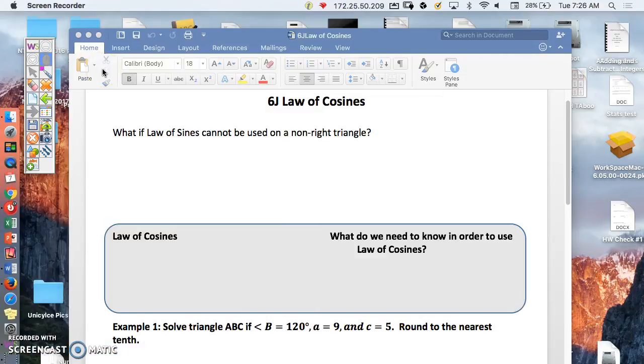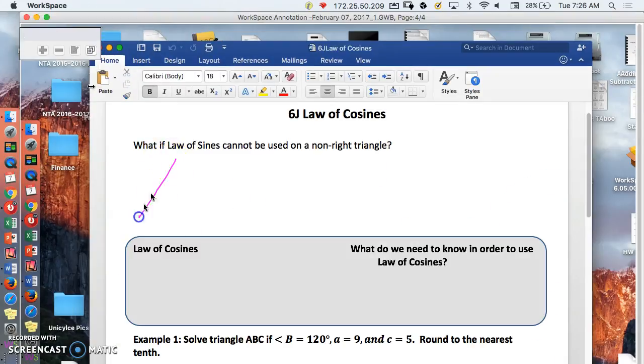Today we're going to take a look at law of sines. So, for example, if we have a triangle and we have 5, 3, and 6, and we need to solve it, we need to find these angles here. We don't have enough information. We can't use law of sines.